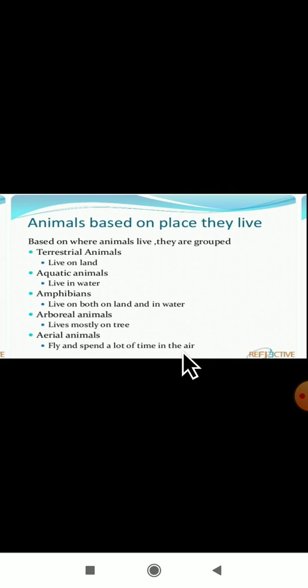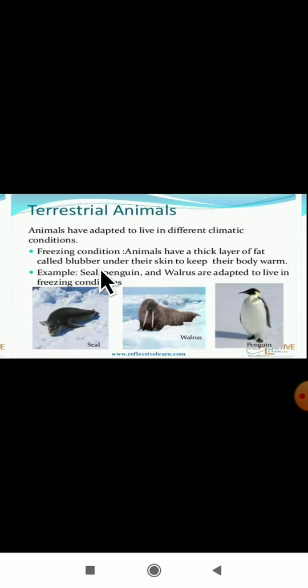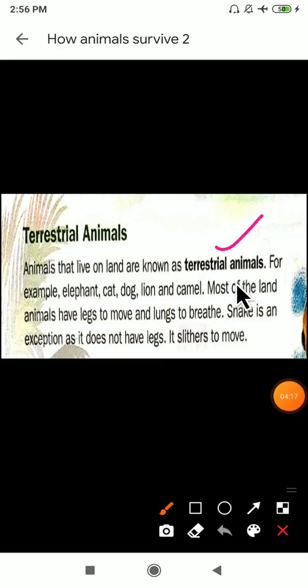These are the different types of animals which are categorized on the basis of what? Habitat. Okay, then terrestrial animals. Let us see first about the terrestrial animals. Animals that live on land are known as terrestrial animals. Yes, dear students, what are terrestrial animals? Animals which live on land.